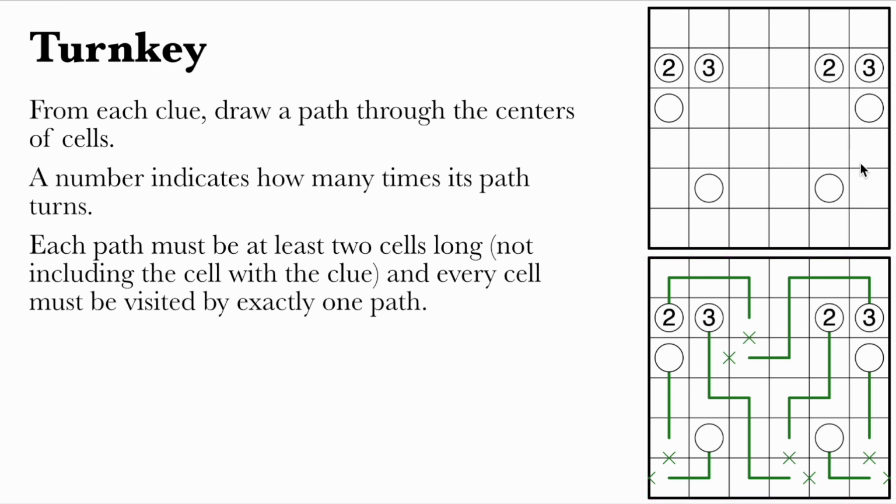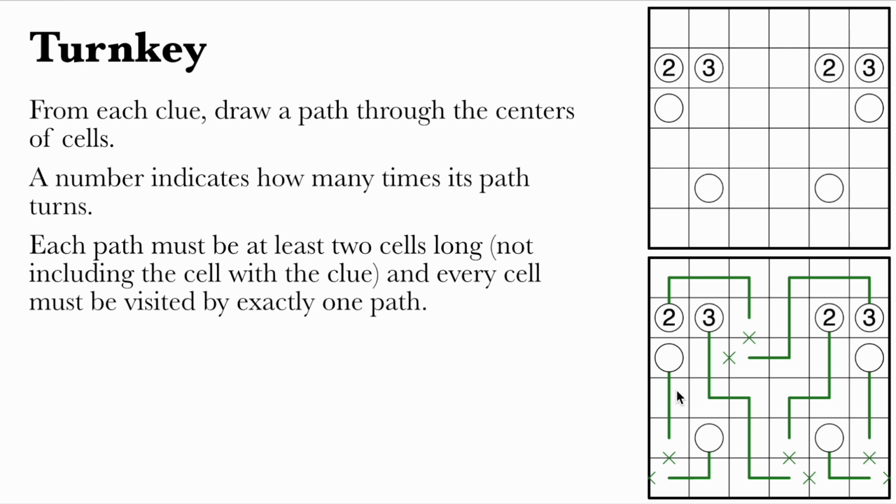We do have some clues that don't have numbers in them, so we don't know how many times they turn. And each path must be at least 2 cells long, not including the cell with the clue, and each cell must be visited by exactly 1 path. So there's a minimum length, even in the case of these circles with no number. You can see that travels 1, 2 spaces. That's the bare minimum. Or this one does. You can see that that turning is legal.